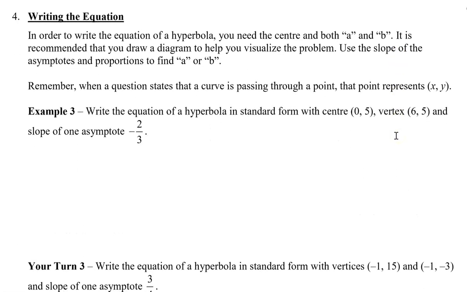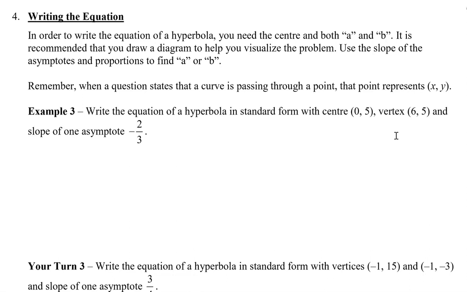So to do this, you need to have the center and both a and b, because those are the values that we need to write the equation in standard form. Now I recommend that you draw a diagram to help you visualize the problem. And then also we're going to use the slope of the asymptotes and proportions to find a or b, which is usually what's missing. Now remember, when a question states that a curve is passing through a point, that point is actually going to represent x and y.